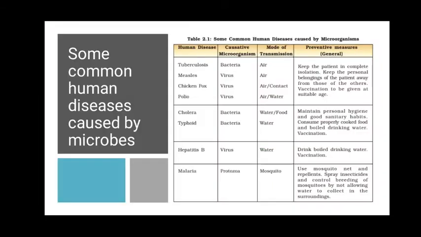Now, let us have a look at a table which lists some diseases caused by microorganisms in human beings, like tuberculosis, measles, chickenpox, polio, cholera, typhoid, hepatitis B, malaria. These are all the diseases caused in human beings by different microorganisms. The list also shows whether it is a bacteria, virus or protozoan which is causing it, and how it is transmitted, whether by air, water, food or mosquitoes, followed by how to prevent it. So by keeping a distance from the infected person, keeping our surroundings clean, drinking boiled and clean water, and also by spraying mosquito repellents or using mosquito nets. So there are different ways to prevent it. Please go through this chart.